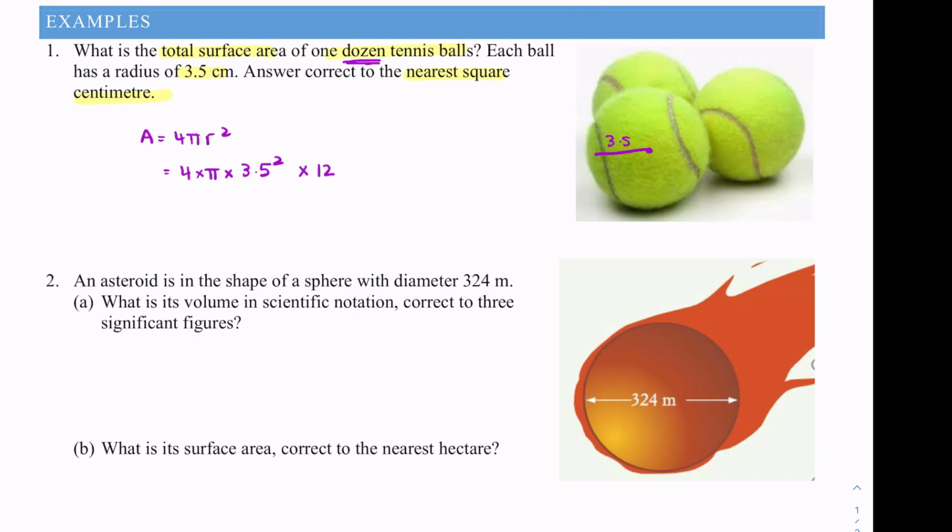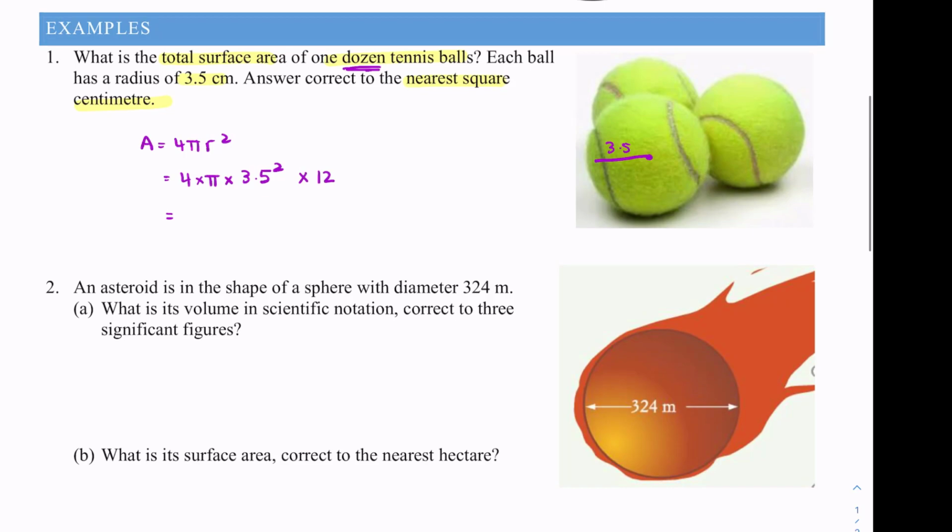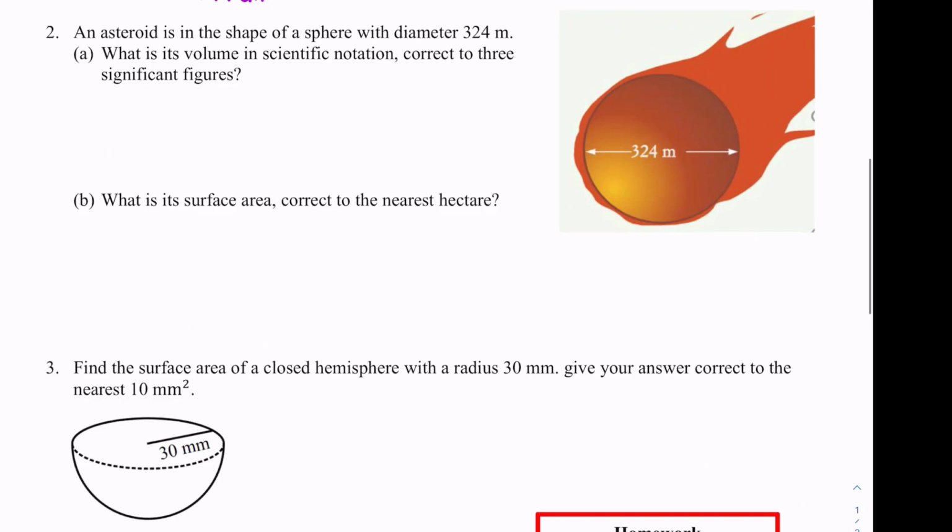So I'm going to multiply this answer by 12 to give me the correct answer. So you can either pause the video and work it out yourself, or just keep following along. So my calculator gave me 1,847.2564 to some decimal places, which is 1,847 centimetres squared. Looking at my next question then.